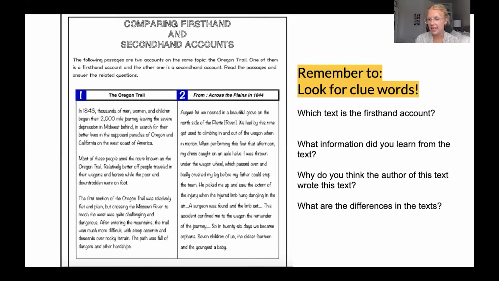Which text is the first-hand account? What information did you learn from the text? Why do you think the author of this text wrote this text? And what are the differences in the text? So take a moment to pause the video and complete your answers for these questions. And when you unpause the video, we will continue with a review of these questions and a review of which text here is the first-hand account.